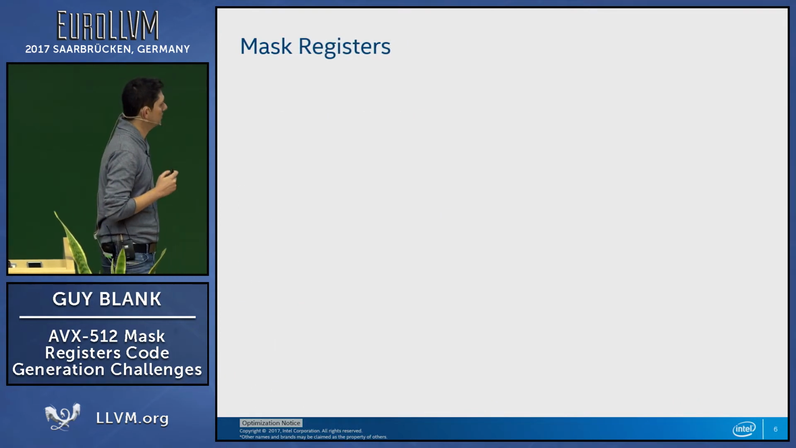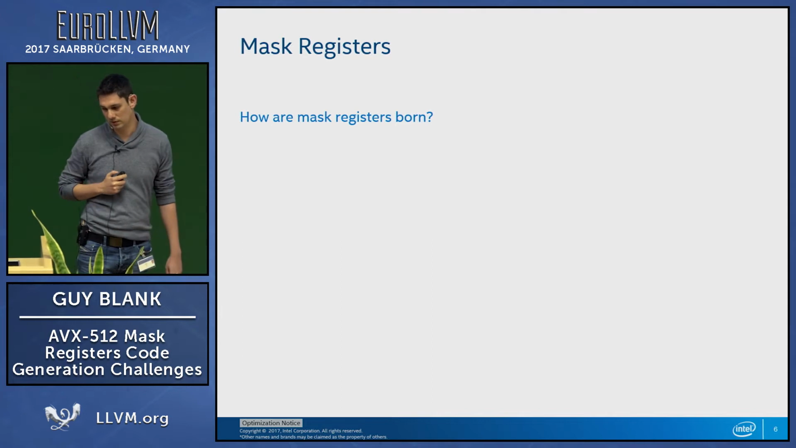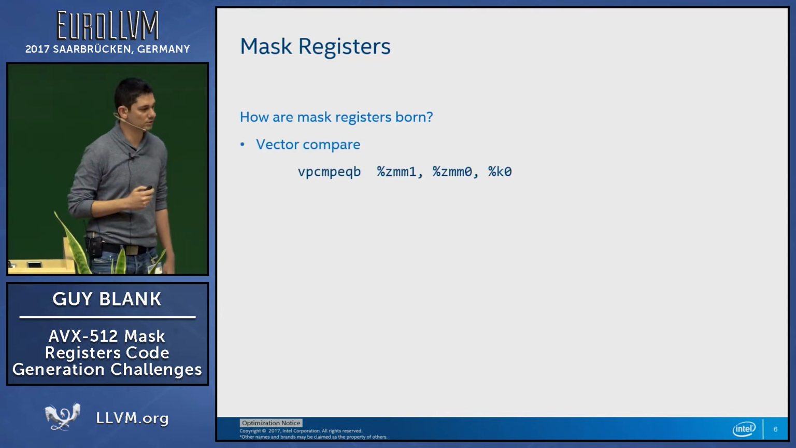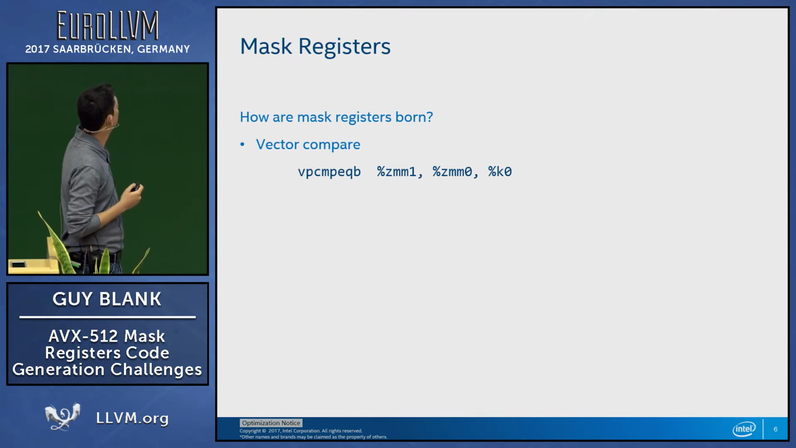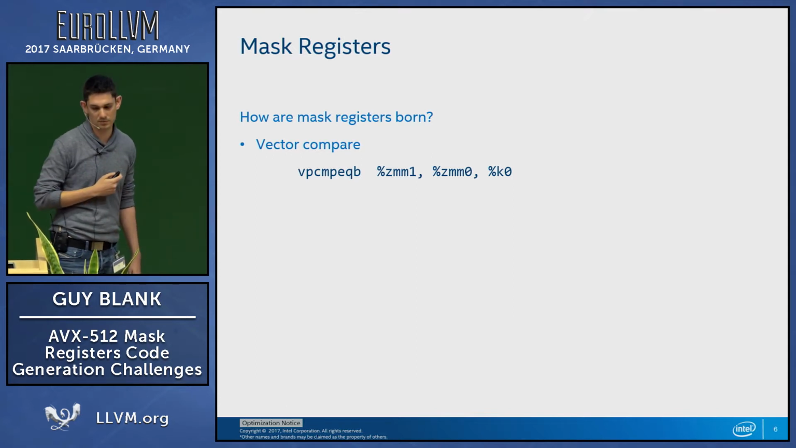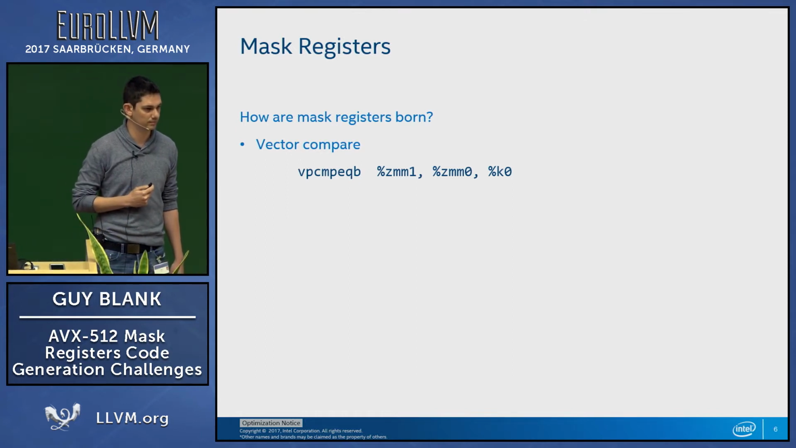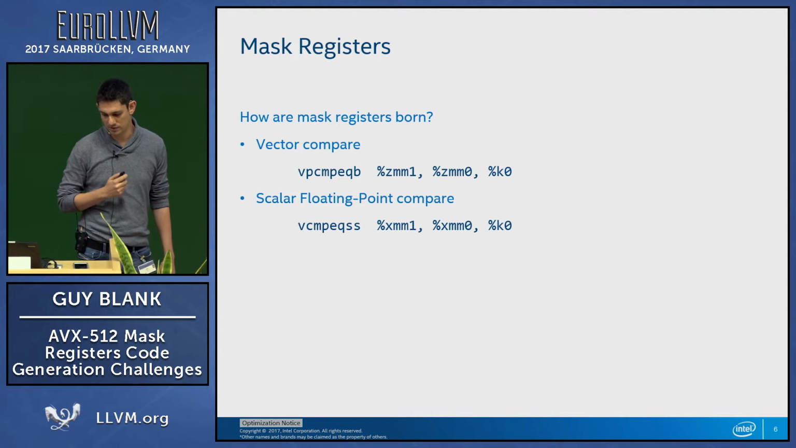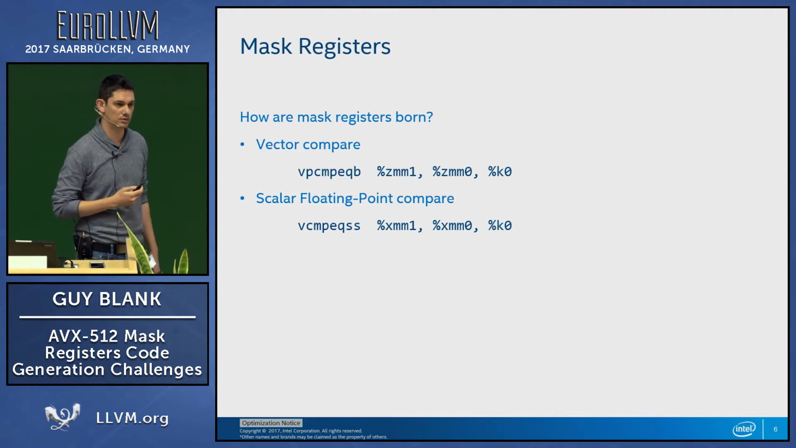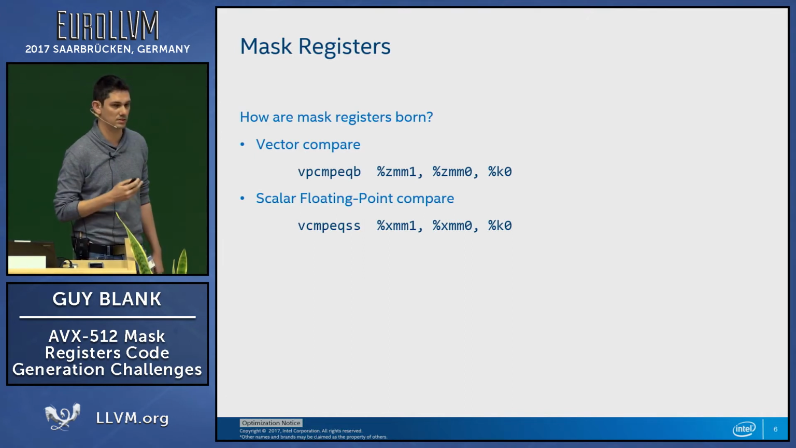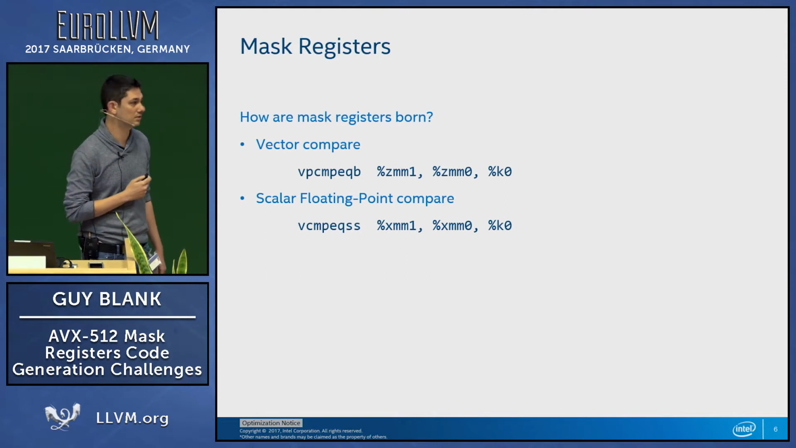And a bit about the mask registers themselves. How can we get them in assembly code? The first way is a vector compare. This compares ZMMs byte-wise and writes the 64-bit result into the K register. We can also have a scalar floating point compare, which is similar to the scalar addition we saw in the previous slide. It will compare the lower part of the XMMs as a single precision floating point and write the 1-bit result into K0.